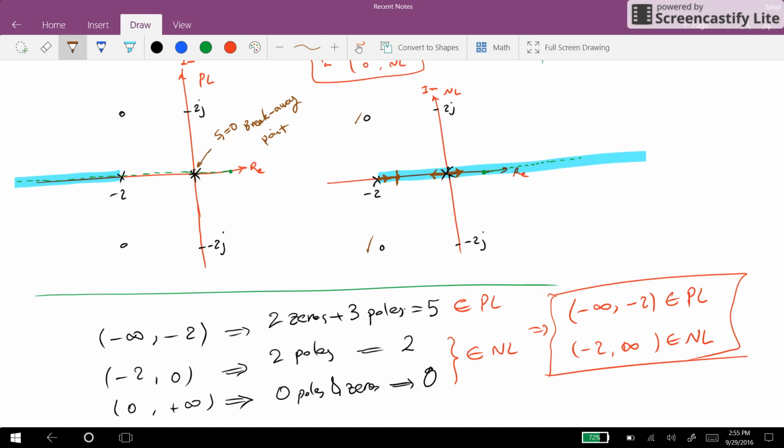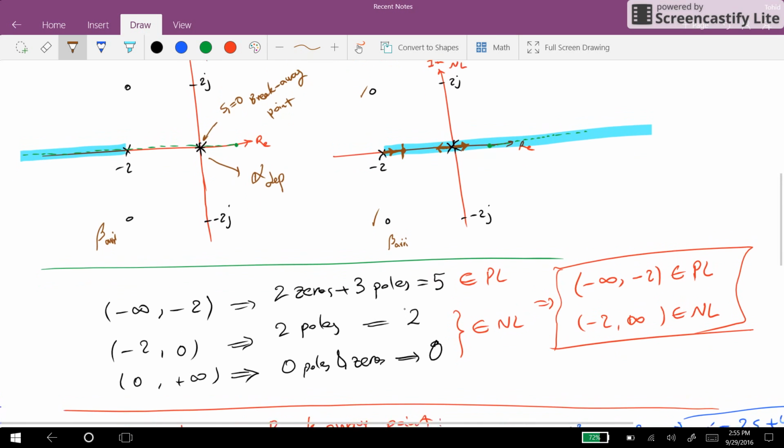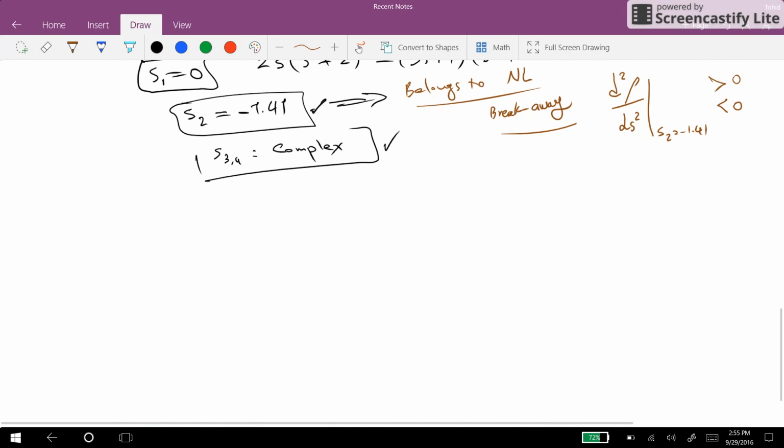However, for the positive locus, we don't know what the values will be, and we need to find them out. So we need to find the angle of departure for the poles at the origin and the angle of arrival for the complex zeros that we have. And here we need to find the beta arrival, or angle of arrival. So let's see how we can find it out. This is our next step.